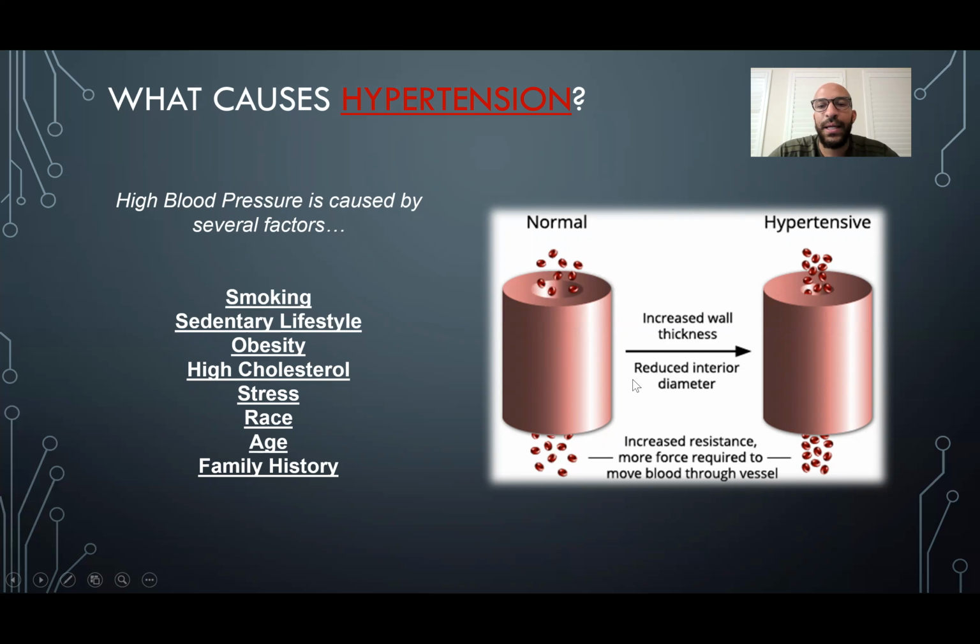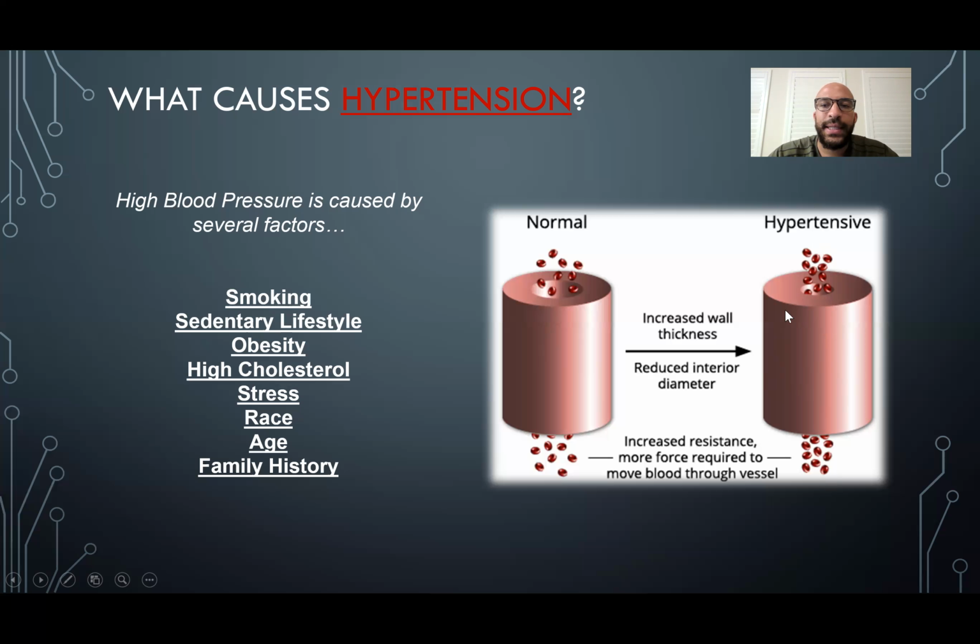So what does this tell us? This tells us that there is an increased resistance or more force that needs to be exerted by the heart to push blood that is needed for the rest of the body through the blood vessels. So that means that there is more pressure inside, because there's more force needed to push these blood cells through the blood vessel because of the reduced diameter.